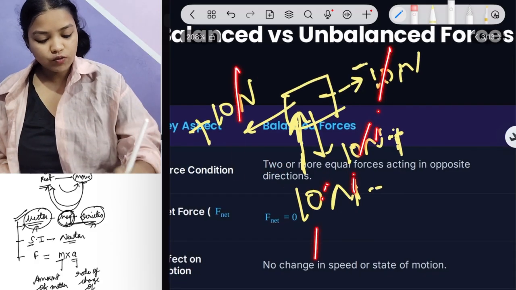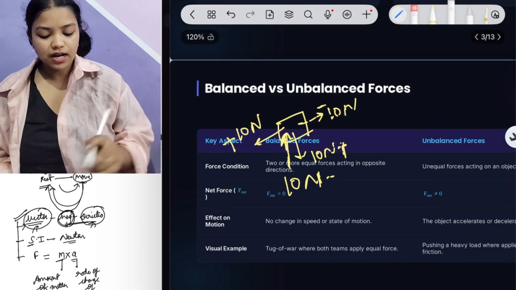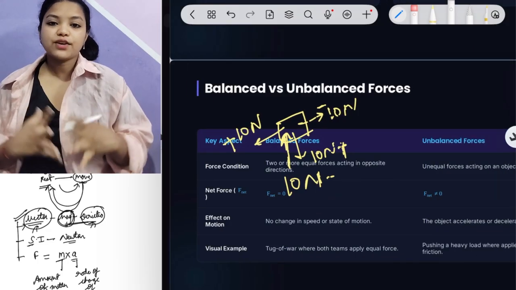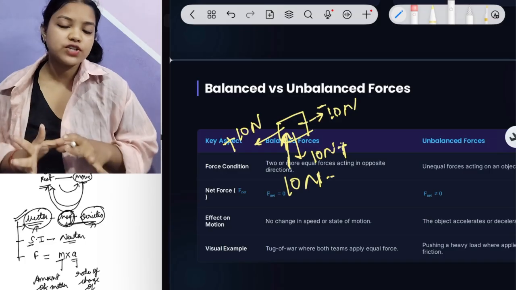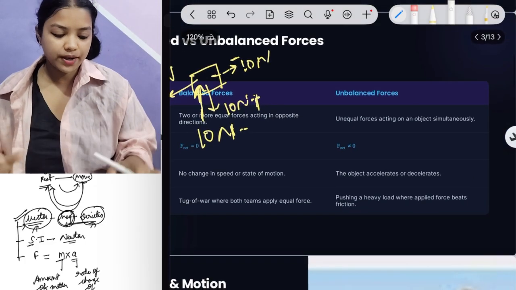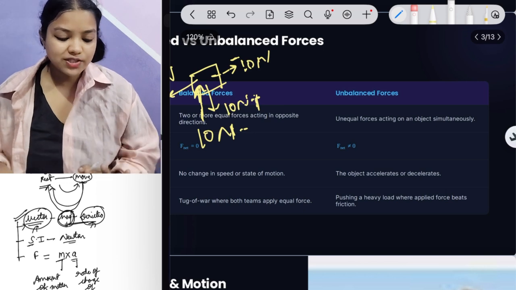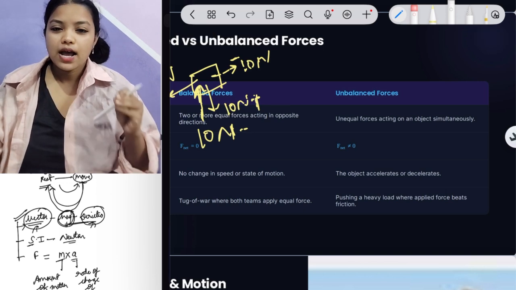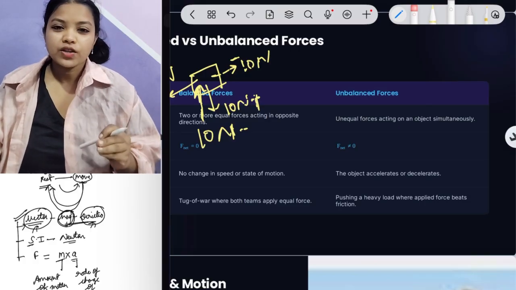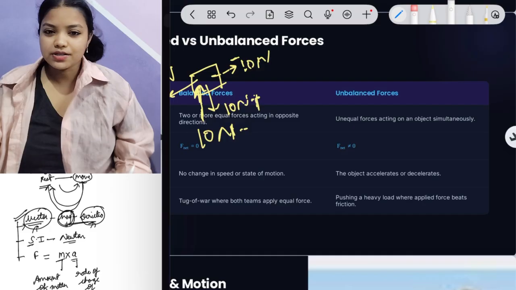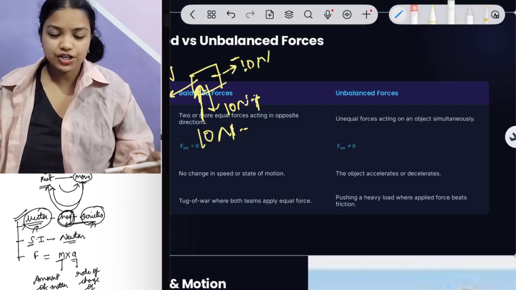Now the resultant, both will cancel out. The net force will be 0. Is it clear? And its effect क्या होगा? ये जो ऑब्जेक्ट है ना, ये मूव नहीं करेगा. क्यों? क्योंकि नेट फोर्स क्या हो गया? कैंसिल आउट हो गया, 0 हो गया. क्लियर है? अनबैलेंस्ड फोर्स क्या होता है? Acting on an object, unequal, acting simultaneously. Is it clear? With the opposite directions.